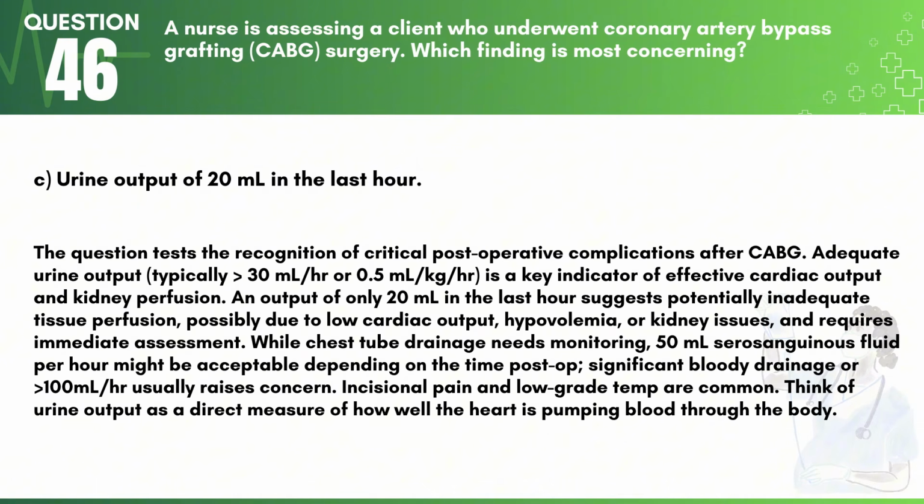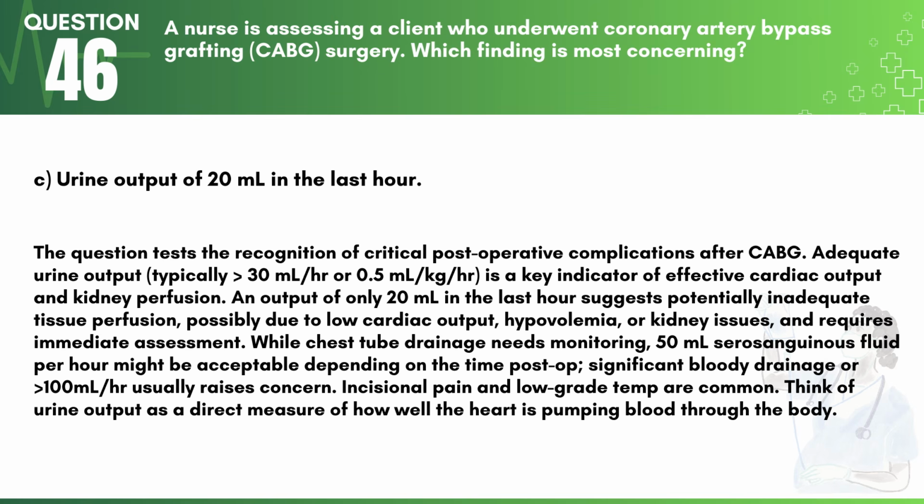Answer C. Urine output of 20 ml in the last hour. The question tests the recognition of critical postoperative complications after CABG. Adequate urine output, typically greater than 30 ml per hour or 0.5 ml/kg/hr, is a key indicator of effective cardiac output and kidney perfusion. An output of only 20 ml in the last hour suggests potentially inadequate tissue perfusion, possibly due to low cardiac output, hypovolemia, or kidney issues, and requires immediate assessment.